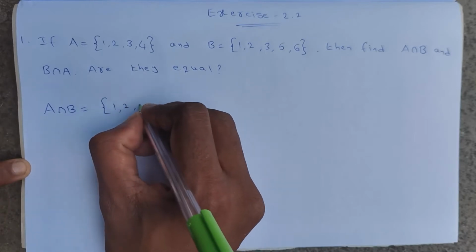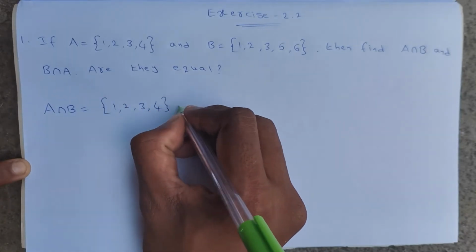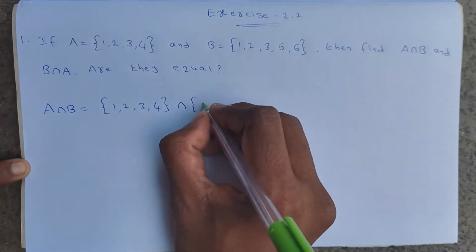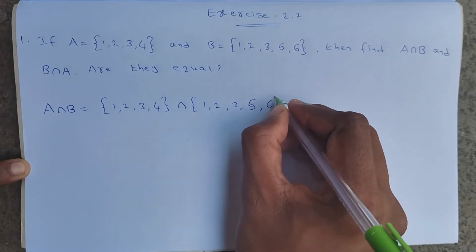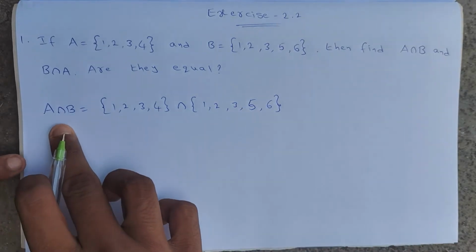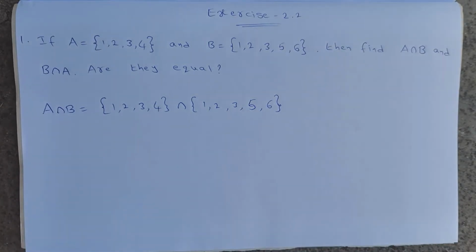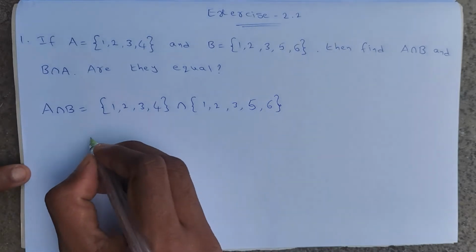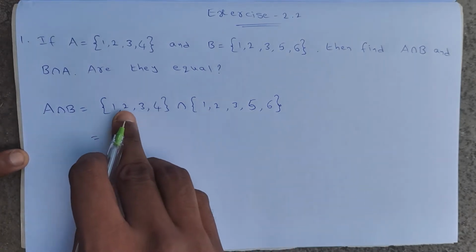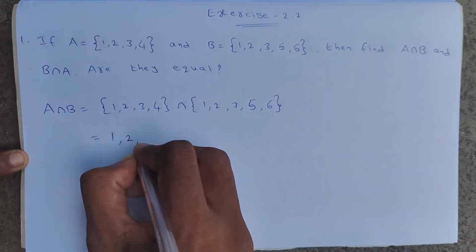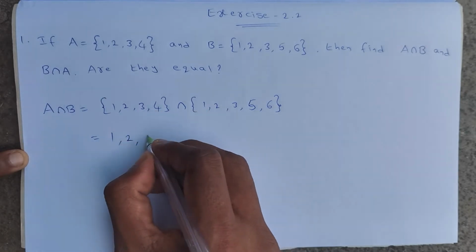Set A is {1, 2, 3, 4} intersection set B is {1, 2, 3, 5, 6}. So here A intersection B is nothing but the elements which are common in both the sets. Those elements we need to write. Here 1 is there, here also 1 is there, so 1. Here 2 is there, here also 2 is there, 2.